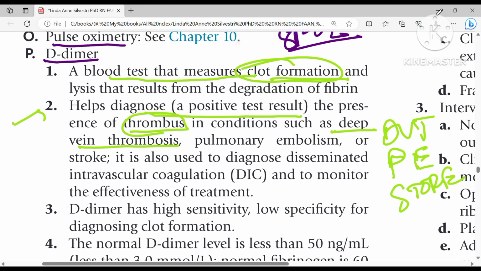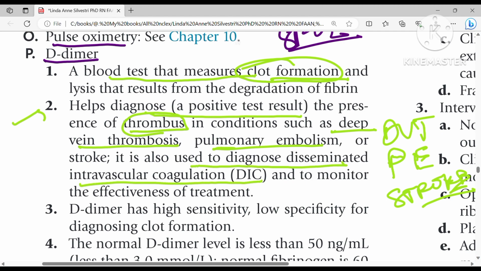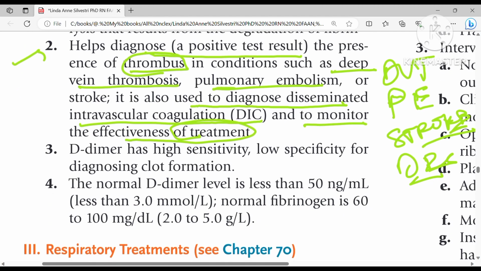Or stroke. So for stroke also we do it. So stroke, pulmonary embolism. It is also used to diagnose disseminated intravascular coagulation. For DIC also we use it, and to monitor the effectiveness of treatment. If we are giving some treatment, antiplatelet drugs like aspirin and clopidogrel, then for the effectiveness of the treatment, we will check that with the D-dimer test.